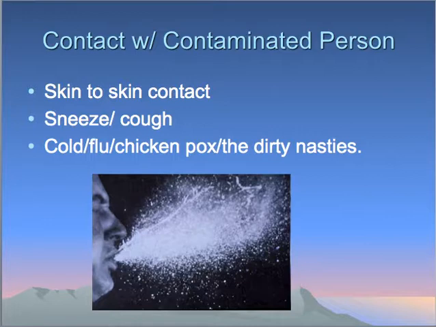Coming into contact with a contaminated person can be through skin-to-skin contact, such as a kiss or a high five in the hallway. We already talked about sneezing and coughing. The cold and the flu and chickenpox can all be transmitted that way, and also the dirty nasties that you learn about in health class. If an infected person is not taking the proper precautions, they can obviously spread that virus to someone else.